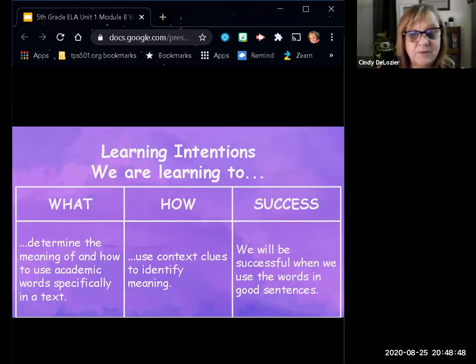During today's lesson, we are going to determine the meaning and how to use academic words specifically in a text. We will do this by using context clues to identify the meaning of the words. We will be successful when we use the words in good sentences, our own sentences.